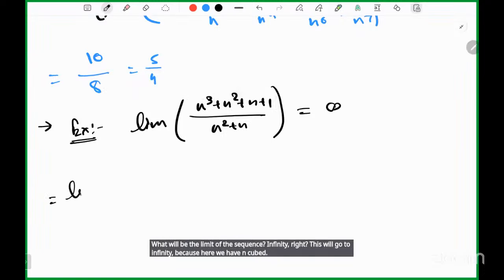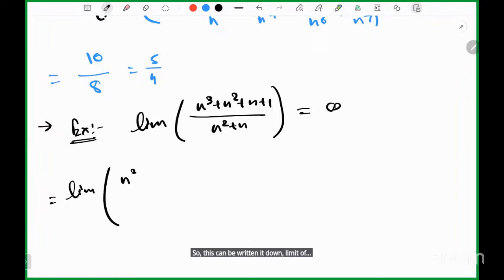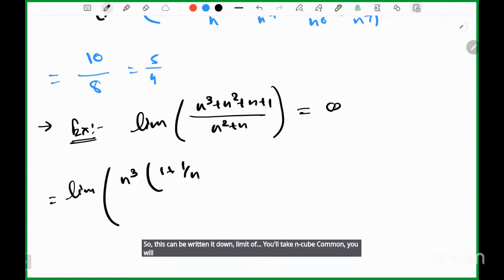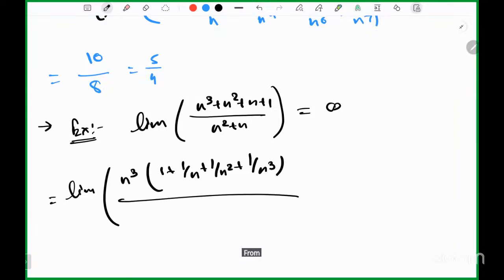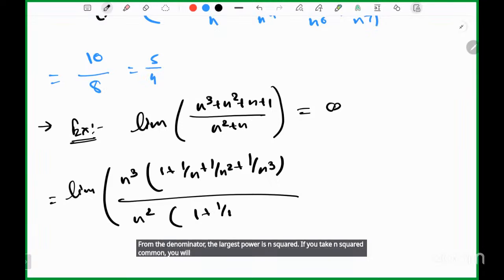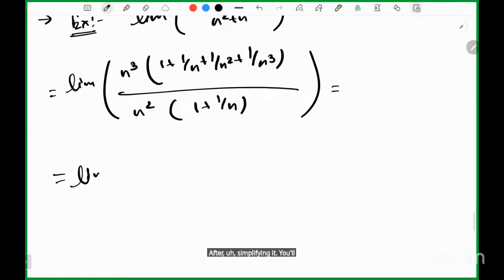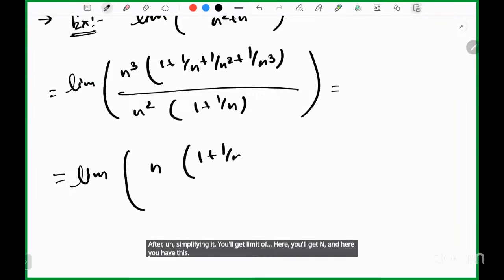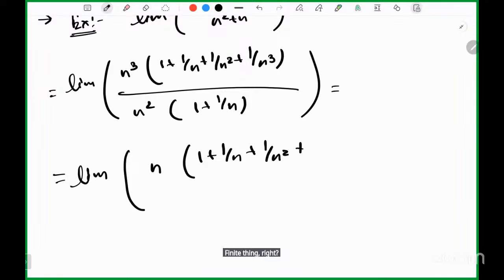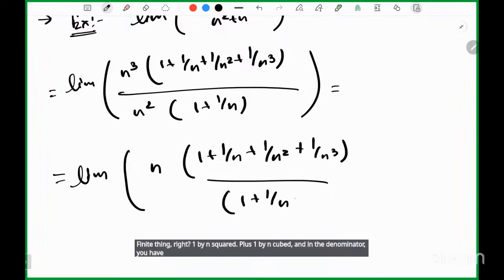This will go to infinity because here we have n cube. So this can be written as the limit of, you take n cube common, you get 1 plus 1 by n plus 1 by n square plus 1 by n cube. From the denominator, the largest power is n square. If you take n square common, you will get 1 plus 1 by n. After simplifying, you will get n, and here you have this finite thing, 1 plus 1 by n square plus 1 by n cube, and in the denominator, you have 1 plus 1 by n.